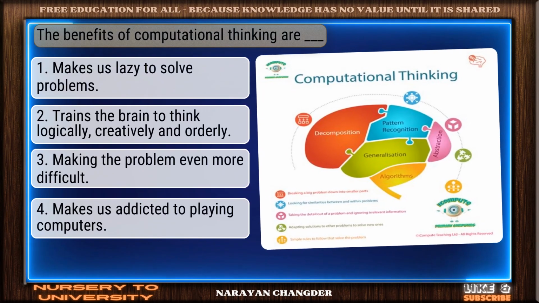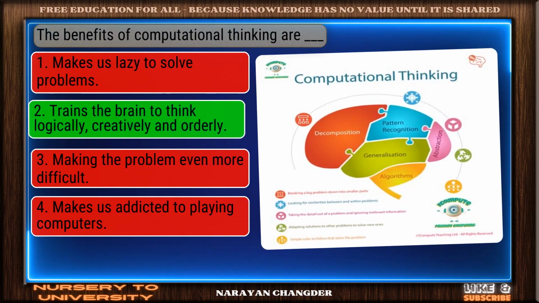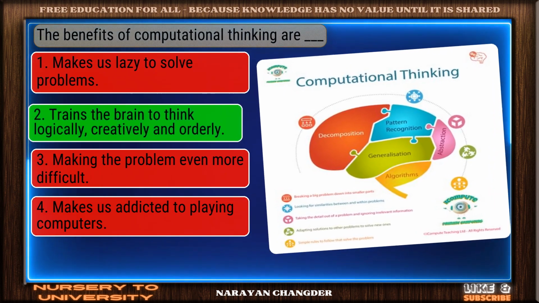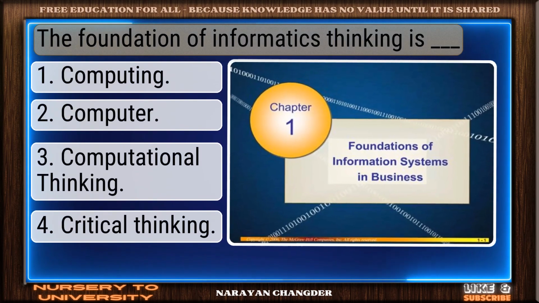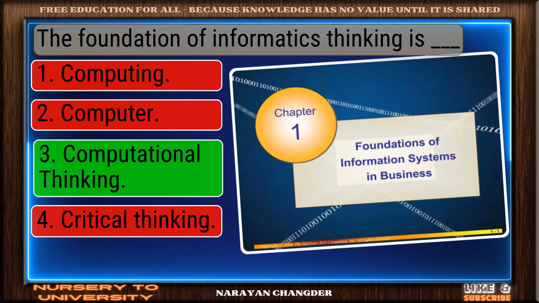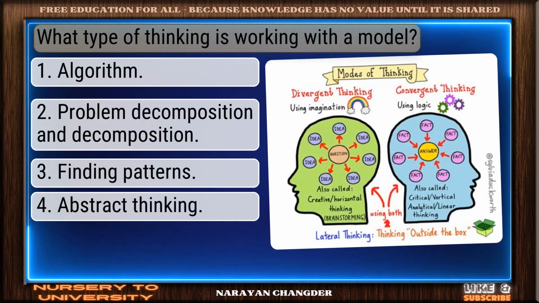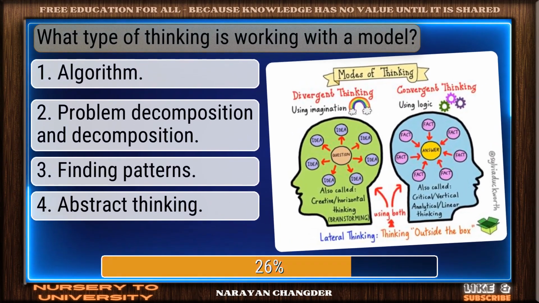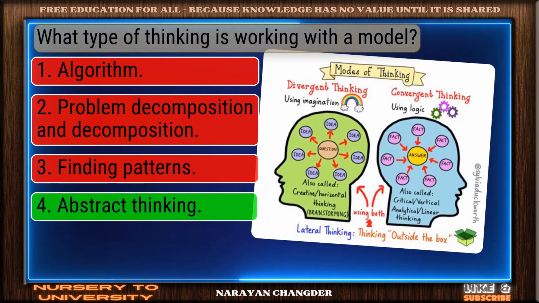Question number 55. The benefits of computational thinking are dash. Well done. Trains the brain to think logically, creatively, and orderly is the right choice. Question number 56. The foundation of informatics thinking is dash. Solid response. Computational thinking is a valid choice. Question number 57. What type of thinking is working with a model? You got it. Your choice abstract thinking is right.